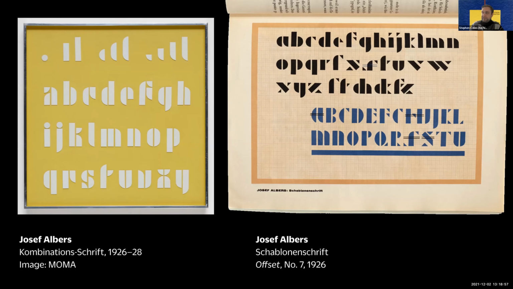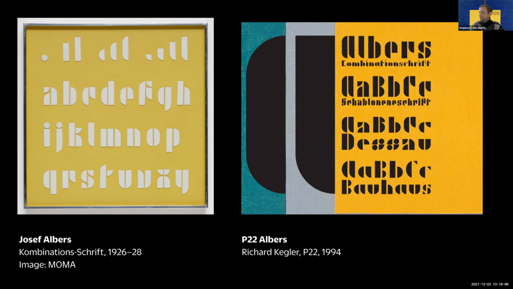And the interesting thing about his system is that it had, as you see at the top here with these cut paper elements, different lengths. And so P22, when they released their version, they did the same thing. They offered it in these various elements so that you could essentially get more condensed weights based on which elements were used.